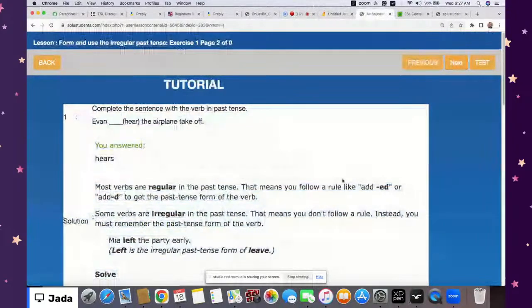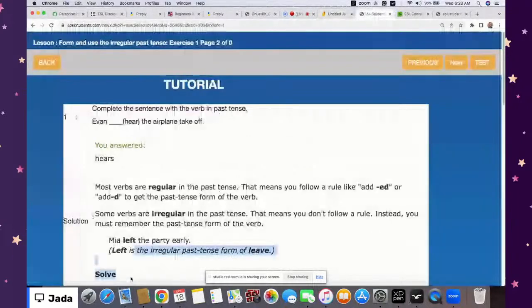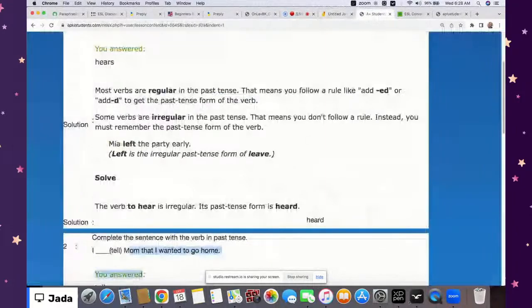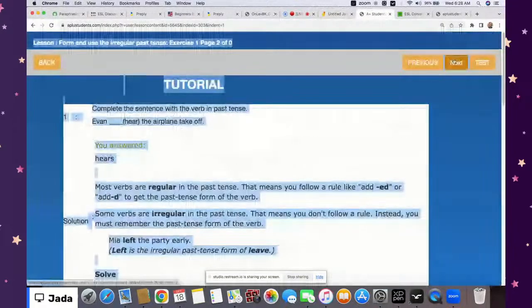So Ivan dash the airplane take off. What do we have here? We're going to have heard. Then this one is old, and then mom leaves for work. Left. Okay. So yeah.